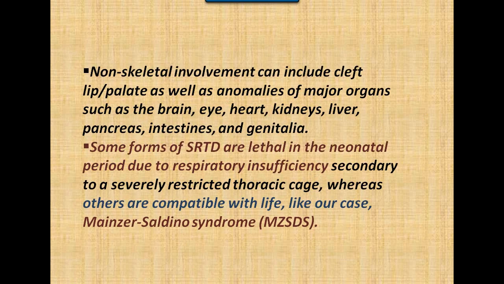Non-skeletal involvement can include cleft lip palate as well as anomalies of major organs such as the brain, eye, heart, kidneys, liver, pancreas, intestines, and genitalia. Some forms of short rib thoracic dysplasias are lethal in the neonatal period due to respiratory insufficiency secondary to a severely restricted thoracic cage, whereas others are compatible with life, like in our case Mainzer-Saldino syndrome.